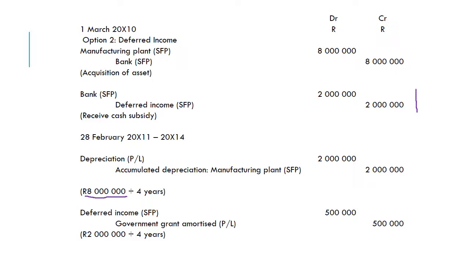Very important. Then, to meet the requirements of paragraph 12, we know we have to amortize the deferred income to profit and loss. So we take our 2 million, but then we use the same depreciation as with the assets, which is the same useful life, and we amortize the 500,000 to profit and loss. Basically what you're doing is you're decreasing your liability and increasing your profit and loss.